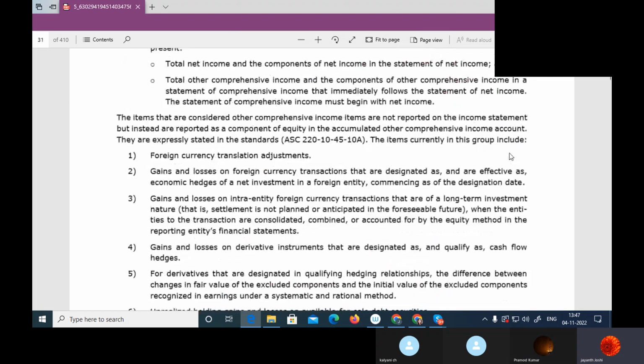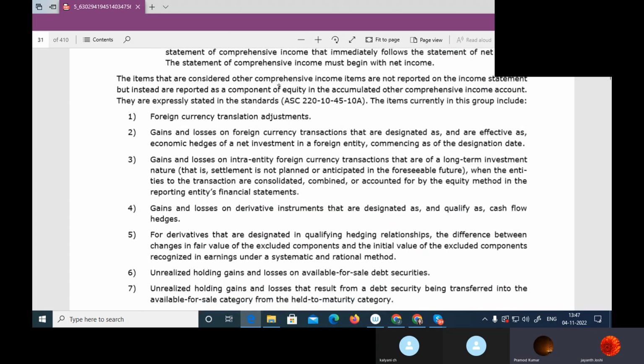So here you will see certain items showing under the other comprehensive income section, like foreign currency translation adjustments. See, suppose you have a company in India and you also have a firm in United States. What happens? You do consolidation in India. You know what is consolidation? You make group accounts.